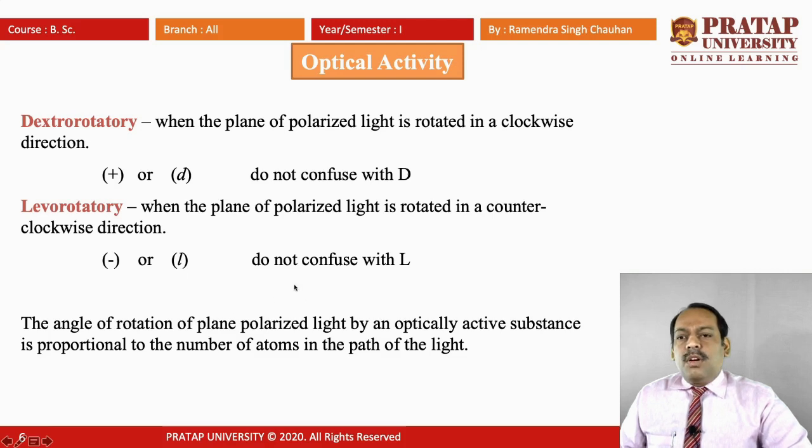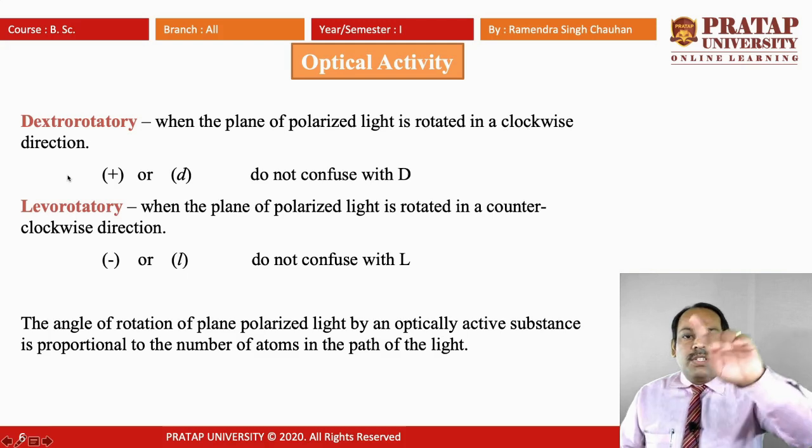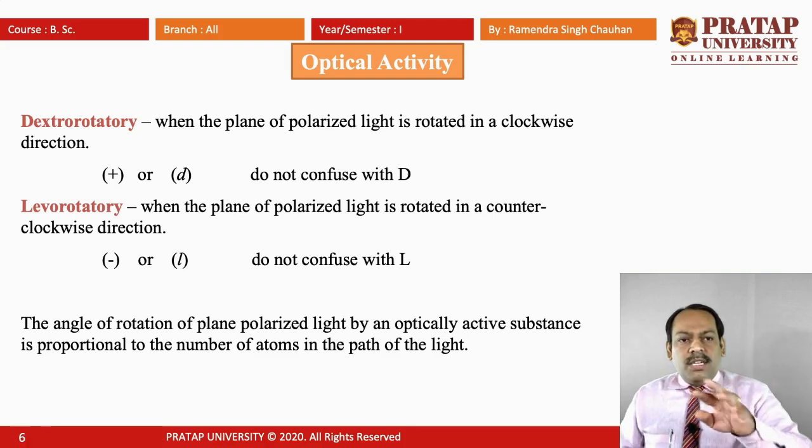Now we will talk about the types of optically active substances. They are of two types, dextrorotatory or levorotatory. The dextrorotatory substances are those in which the plane of polarized light is rotated in the clockwise direction. What is the clockwise direction? This is the clockwise direction, that is, we are rotating right. So that is dextrorotatory. Do not confuse it with D; we can use capital D or small d.